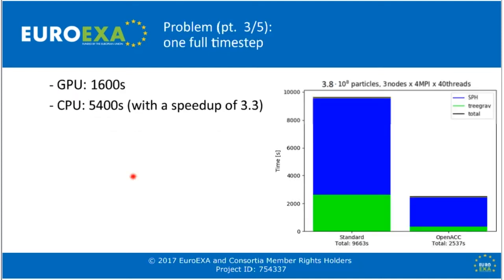Anyway, let's go back to our test cases. Then we tried a full time step. In a time step, there may be a varying number of active particles, and the speed up fell back to nearly 3. This was already pretty high.